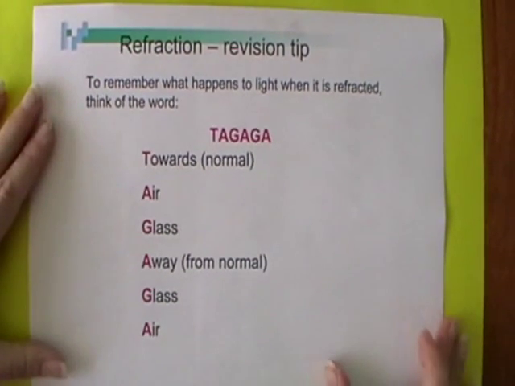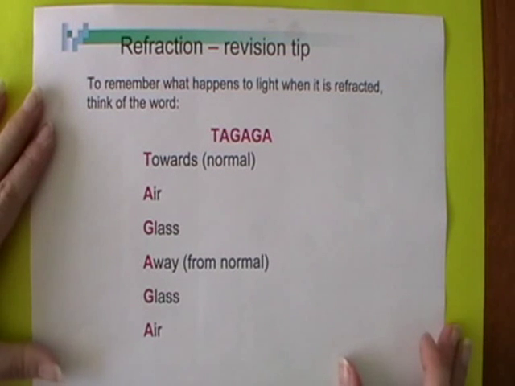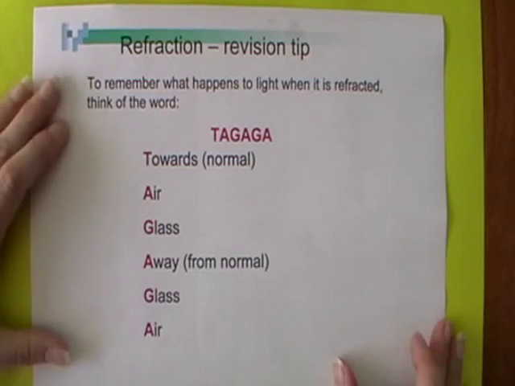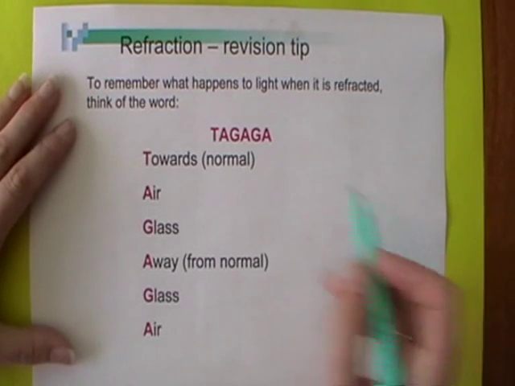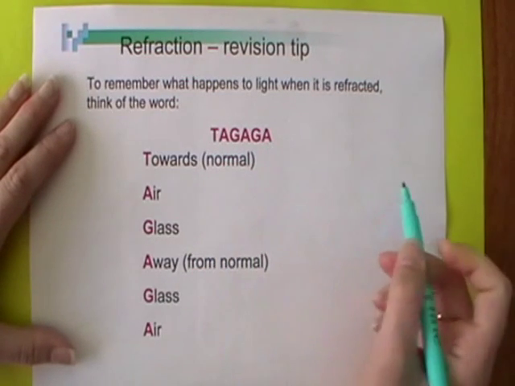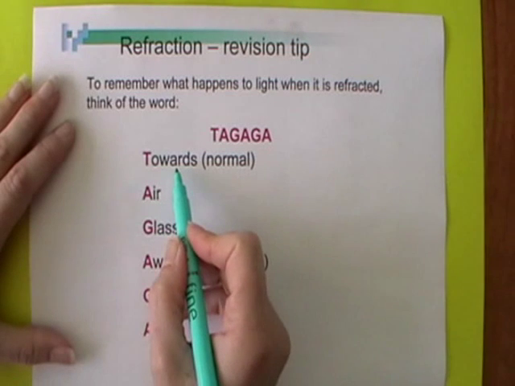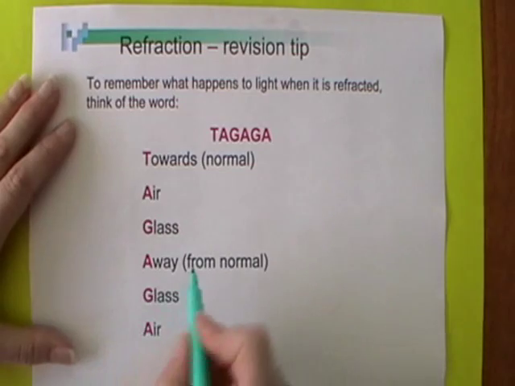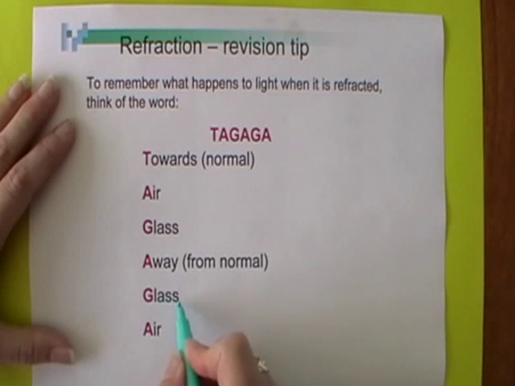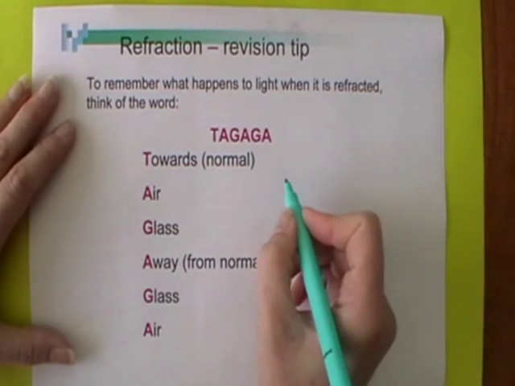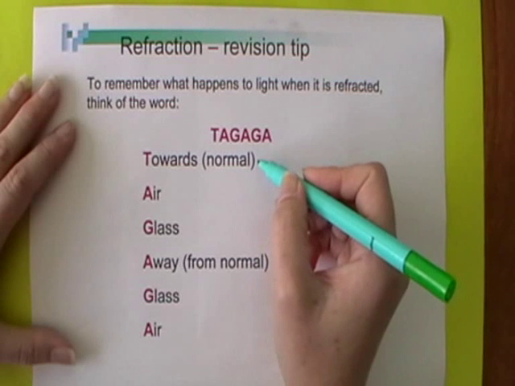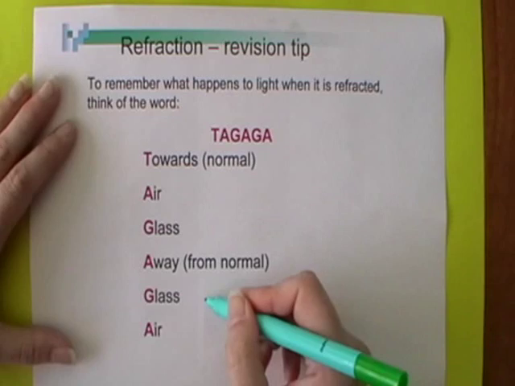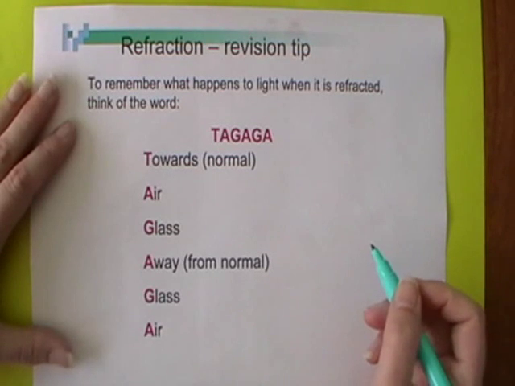What is important to learn is not only that light bends, but the direction in which it bends. And in order to learn this, we have a handy revision tip. TAG-AGA. It bends towards the normal when it's going from air to glass, and away from the normal when it goes from glass to air. So let's remind ourselves of that. Bends towards the normal from air to glass, and away from the normal when going from glass into air.